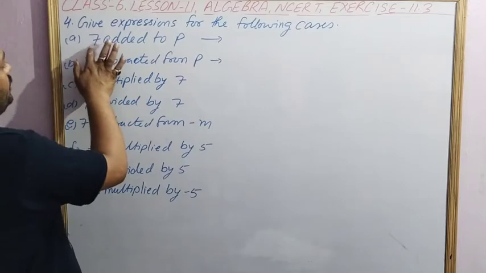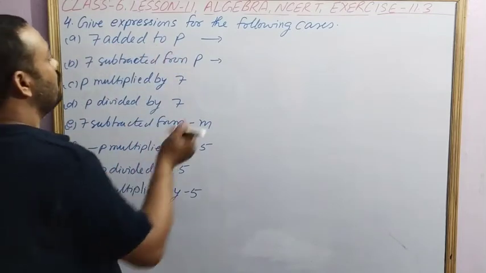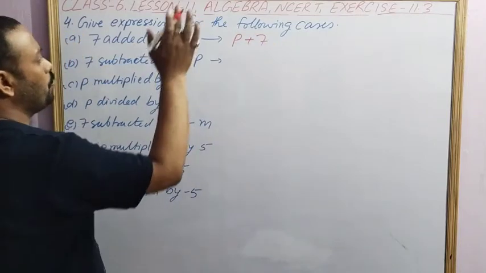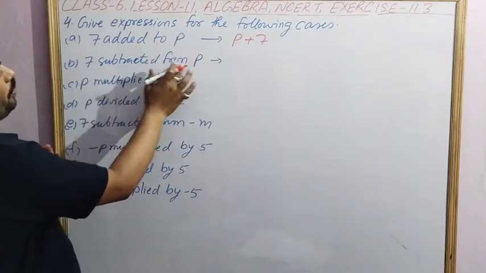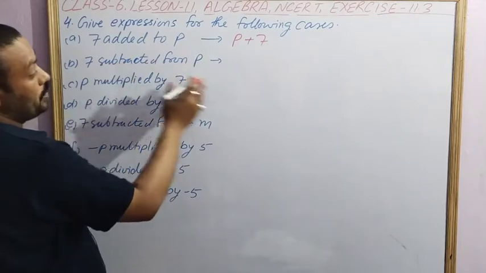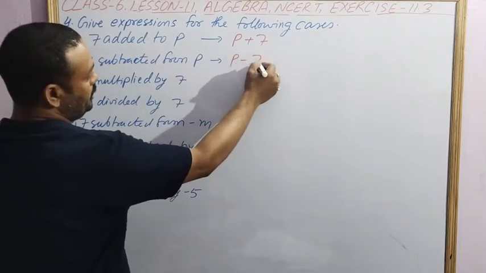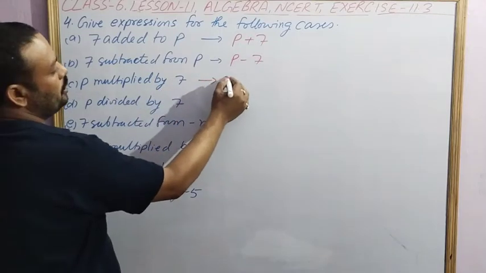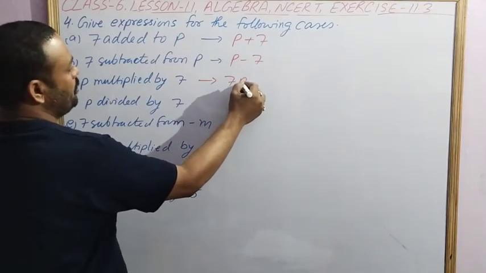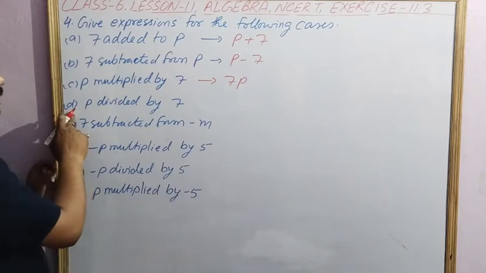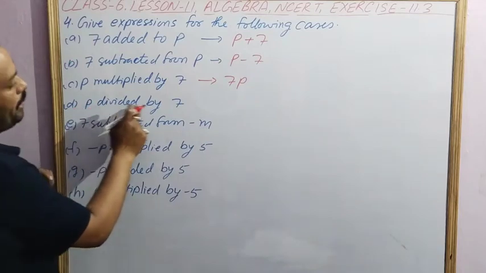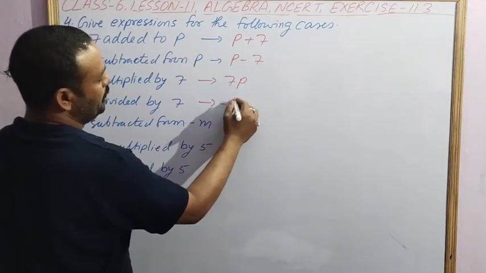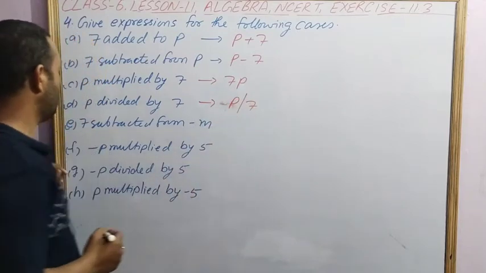First one, A: 7 added to P means P plus 7. We have to add 7 to P like this. B: 7 subtracted from P. We have to subtract 7 from P, so P minus 7. Third one, C: P multiplied by 7. So 7 multiplied by P means 7P. D is P divided by 7. Here P divided by 7 means P by 7.